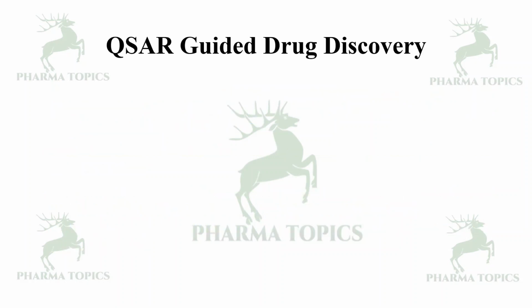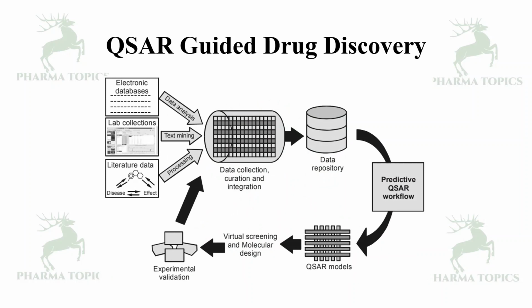QSAR guided drug discovery. So the QSAR guided drug discovery will be like this. It is an outline. You give the molecular descriptors, the lab data, or you may give literature data. The data is collected, curated, and integrated. Then you give it to the QSAR software. It predicts the QSAR workflow. A QSAR model is generated. You get a best fit model. One of the equations you select, and you do virtual screening and molecular design. Then you can reconfirm with experimental validation, which can guide you for the drug lead molecule synthesis.